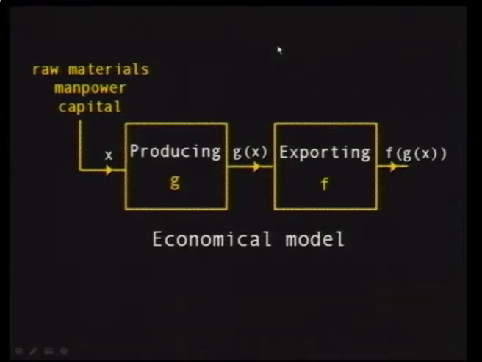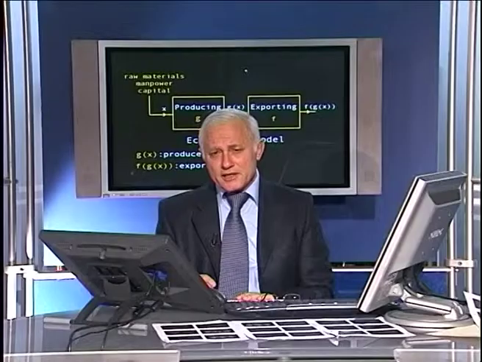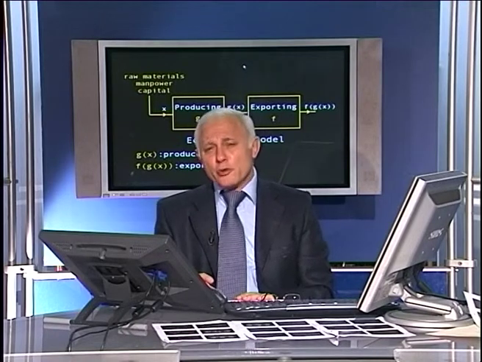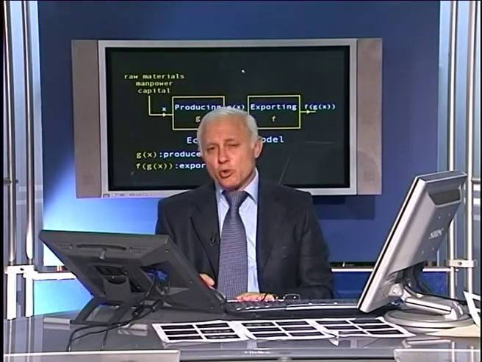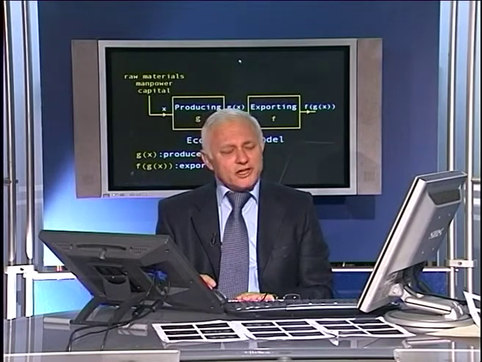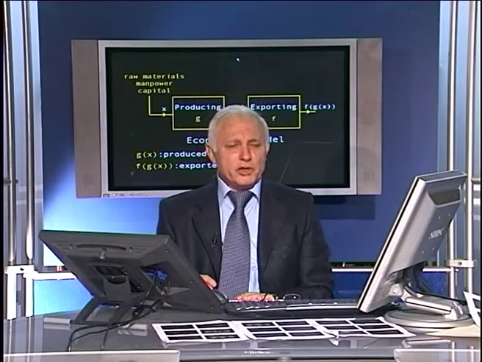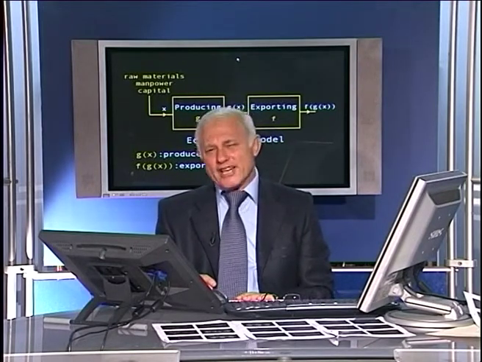So you are doing two operations in tandem or in sequence. So g of x represents the produced cars, while f of g of x are the exported cars. Now here you may encounter different possibilities. Either all the produced cars you may export, or only some, or you may not export any car because you reject them, or they don't meet the specifications. They may not be good, or they may be more expensive, for example.